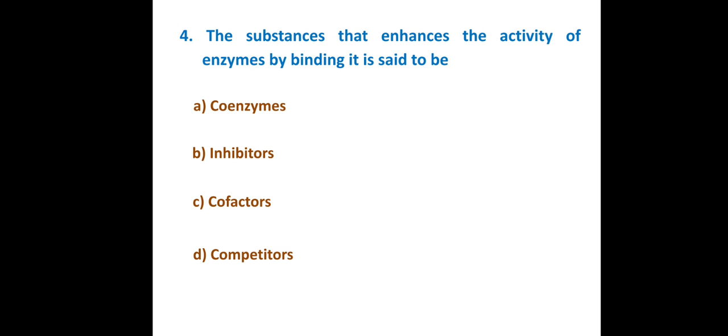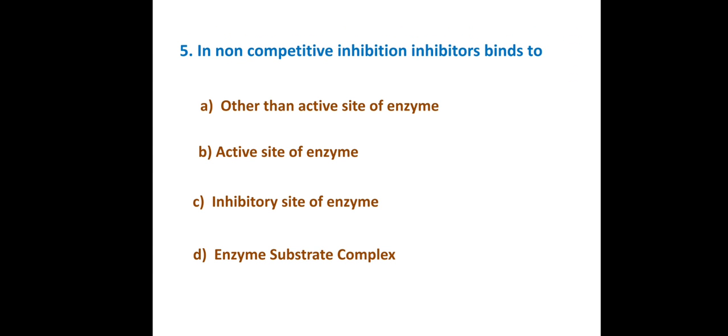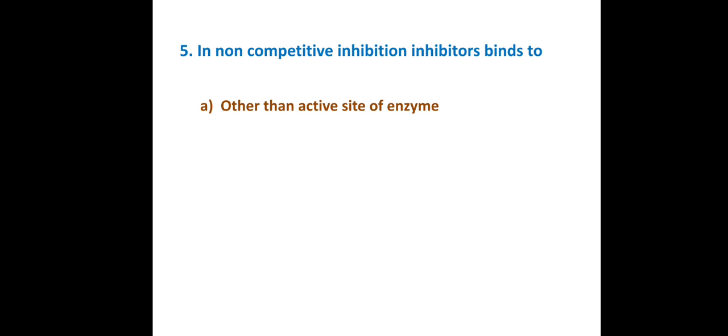The substance that enhances the activity of enzymes by binding to it is said to be: coenzyme, inhibitor, cofactor, competitor. The answer is cofactor. Even though there are certain confusions about coenzymes, cofactors are the broader category of those molecules. In non-competitive inhibition, inhibitors bind to: the active site, inhibitory site, enzyme substrate complex. It binds other than the active site. So it can bind to an enzyme itself, or it can also bind to an enzyme substrate complex too.